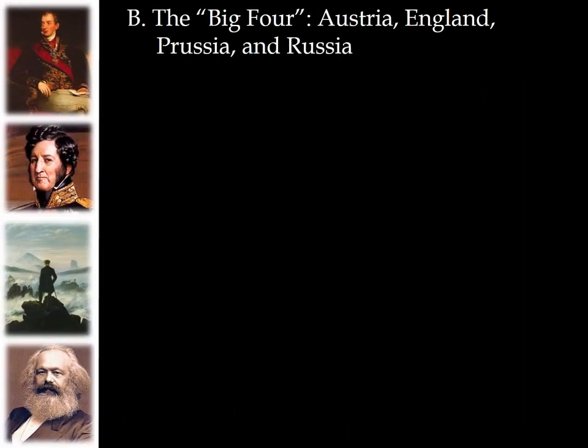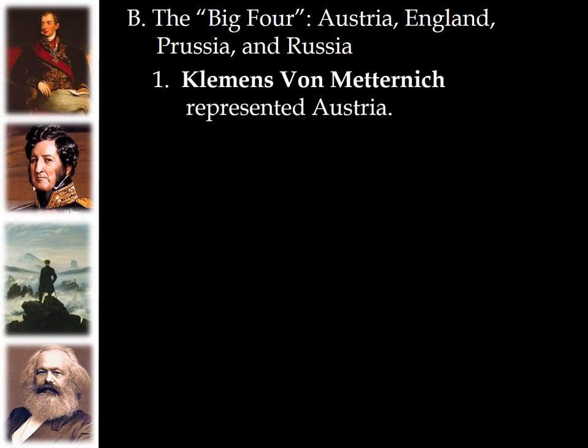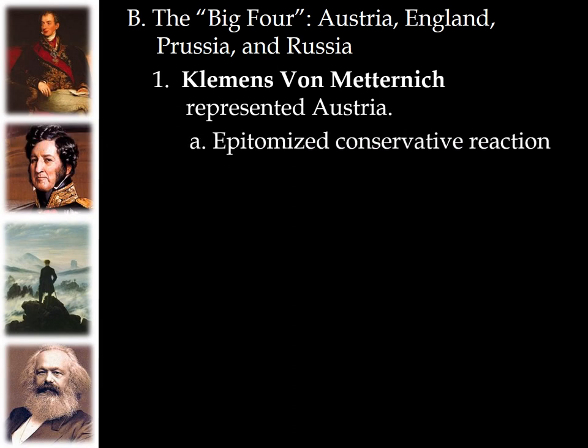Okay, so the big four members of the Congress of Vienna were, of course, the victors from the European coalition that had formed against France: Austria, England, Prussia, and Russia. Clemens von Metternich represented Austria as the chief minister, if you will, the right-hand man of the Austrian emperor. He himself epitomized the conservative reaction that we see carry through Europe between 1815 and 1848. That's why sometimes we refer to it as the Age of Metternich. It's also known as the Age of Conservatism.